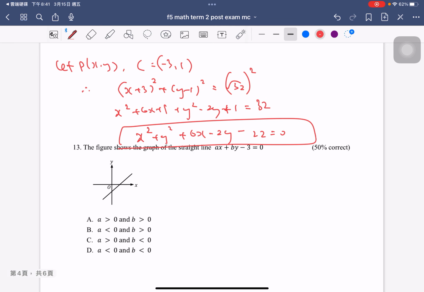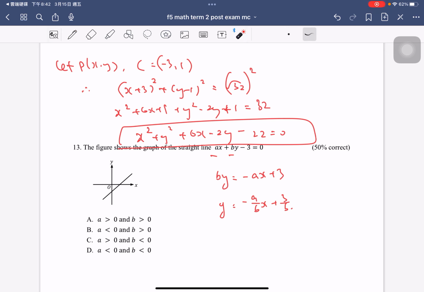So for the next part, question 13, we need to determine whether a and b are greater than 0 or smaller than 0. First of all, ax plus by in the general form is quite hard to think about, so you can change it into the slope-intercept form. So you make y the subject. Now we have by equal to negative ax plus 3, so y is going to be equal to negative a over b x plus 3 over b.